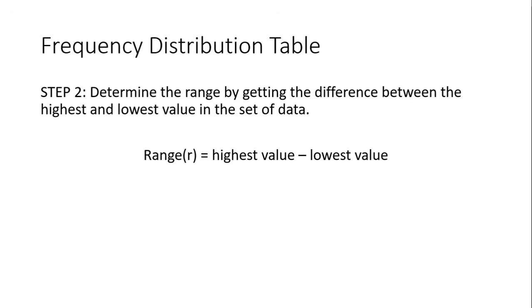So in here, the formula for range, or the variable R, is the difference between the highest value and the lowest value, as stated from the statement. So in here, we have the highest value, which is 50. We have the lowest value, which is 9. So the range is 41. So that's already the answer for step 2. That's already the data for our range.